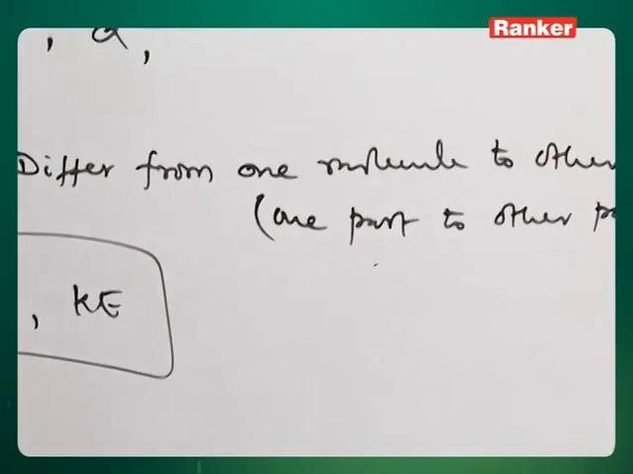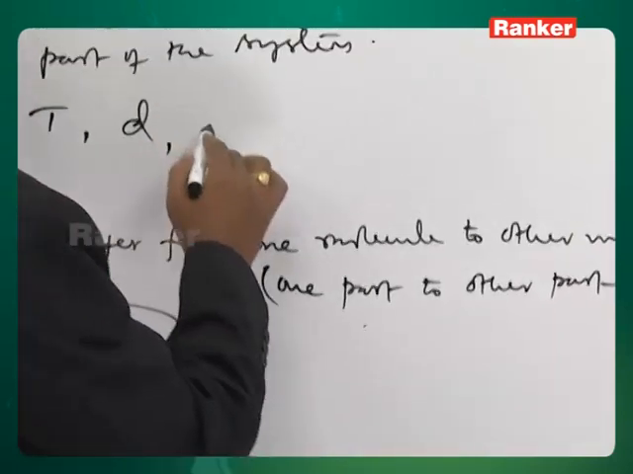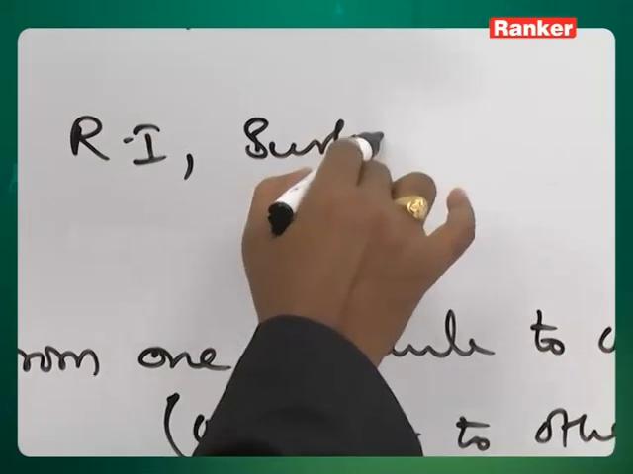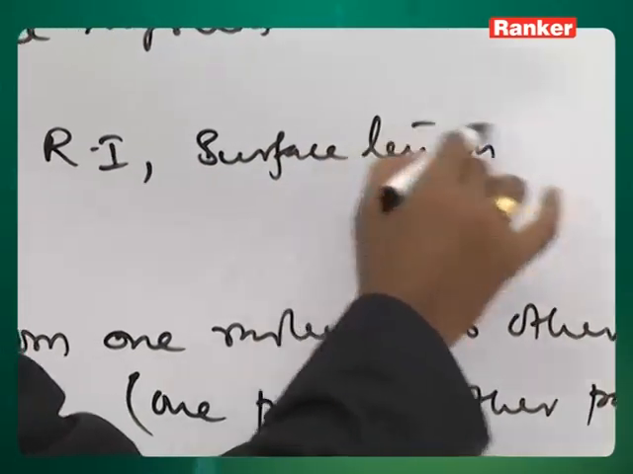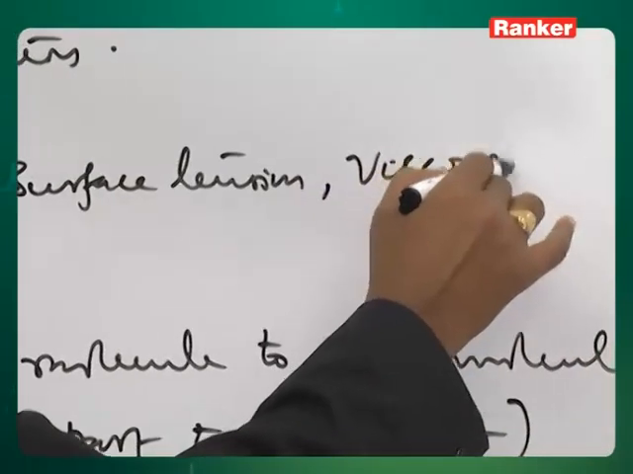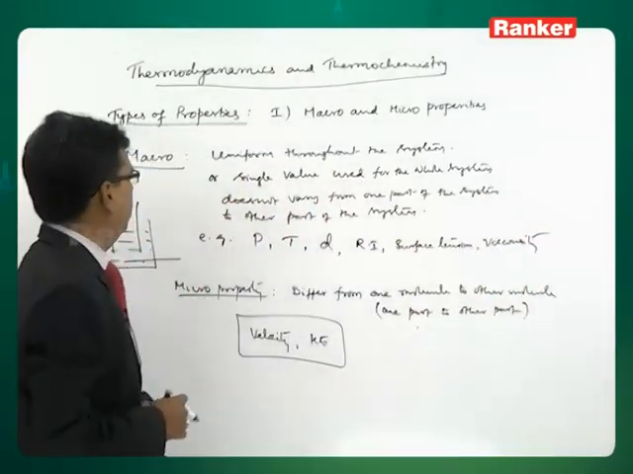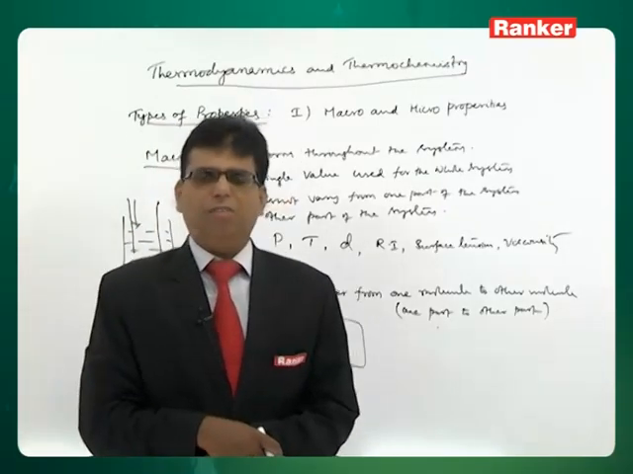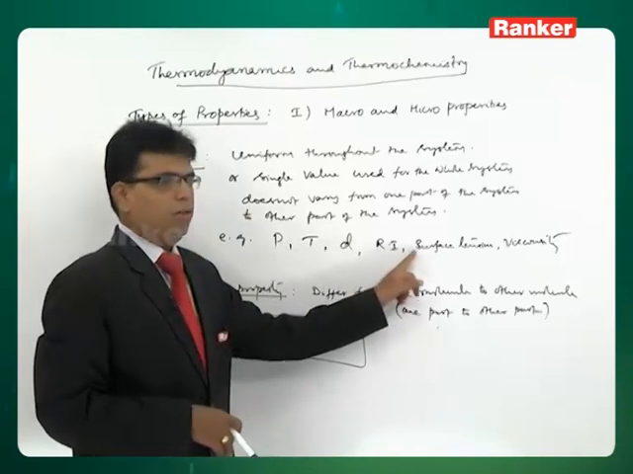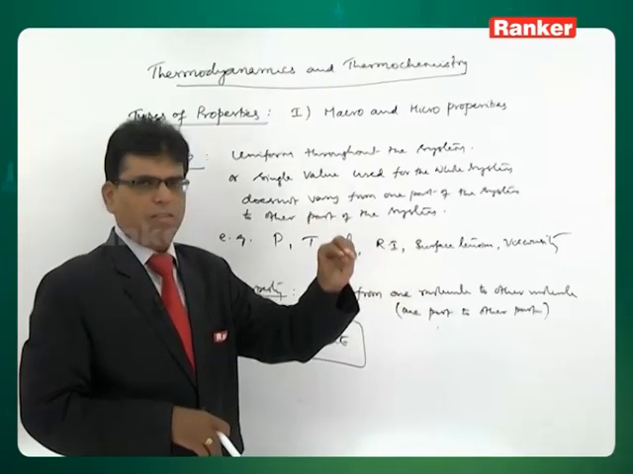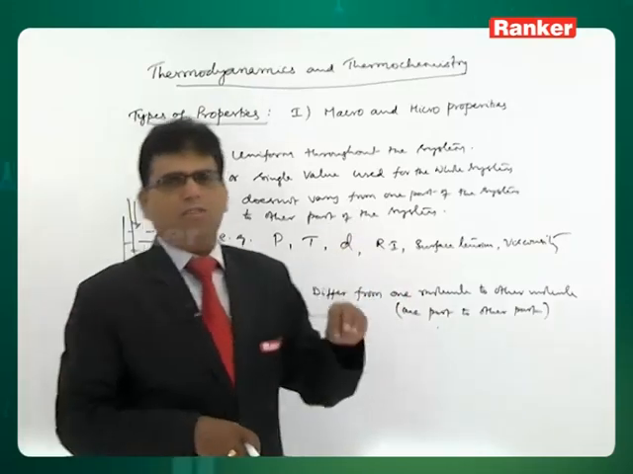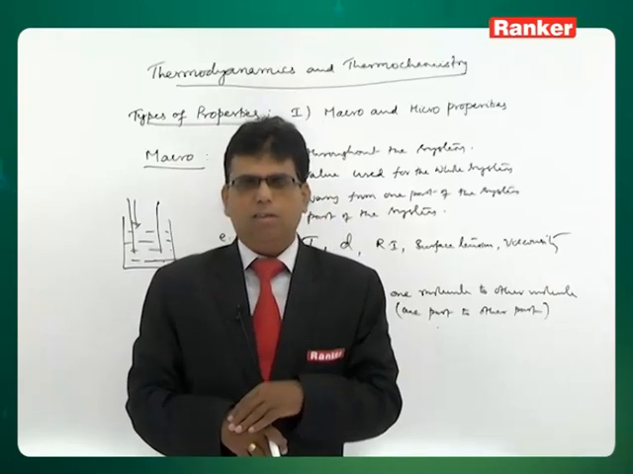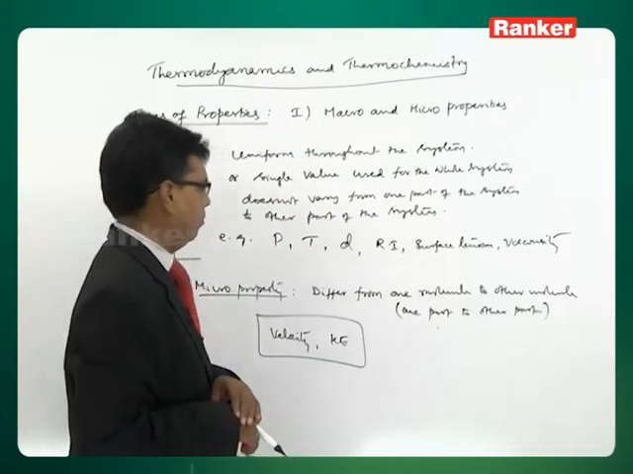And here in the macro property, not only pressure, temperature, density, even the properties like refractive index, surface tension, viscosity, even all this will come under what you call macro property. A system is the one which is always defined with certain macro properties. It will have certain pressure, it will have certain temperature, it will have certain viscosity, it will have certain surface tension. So, it is all well defined, then only we call it as a system.